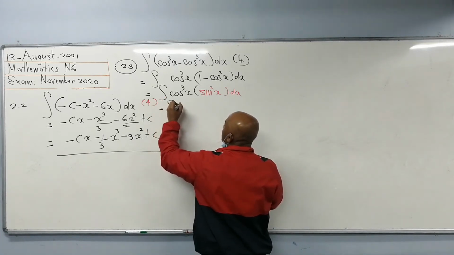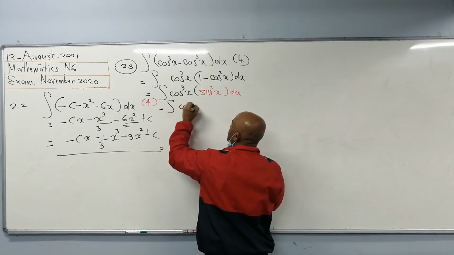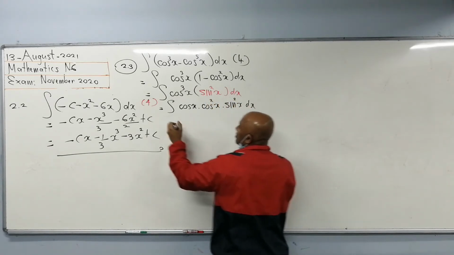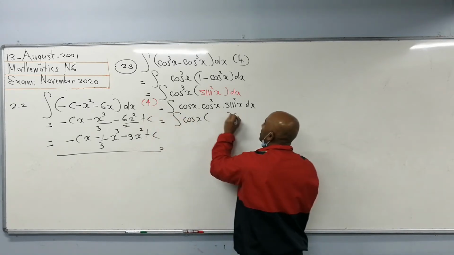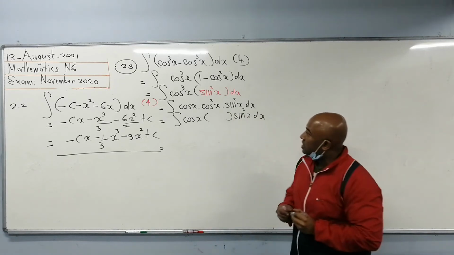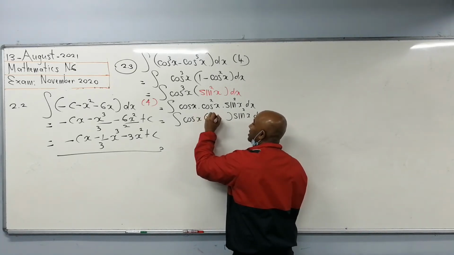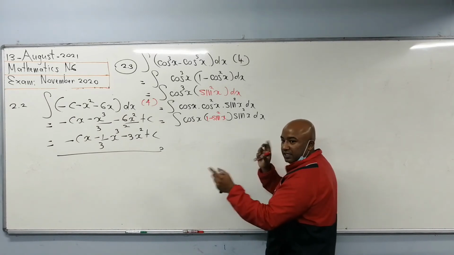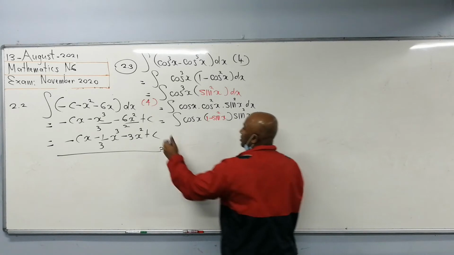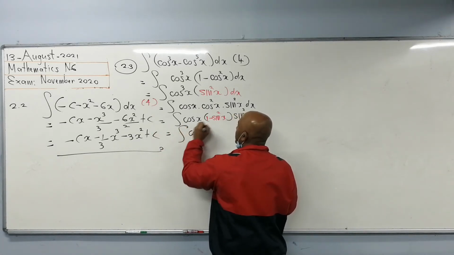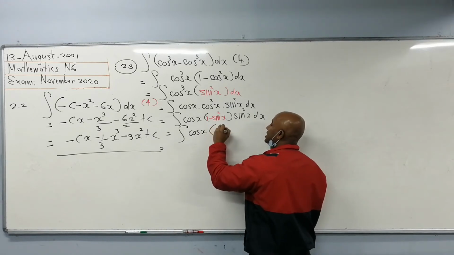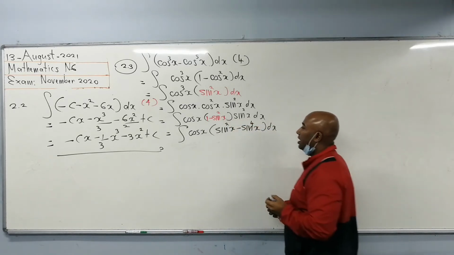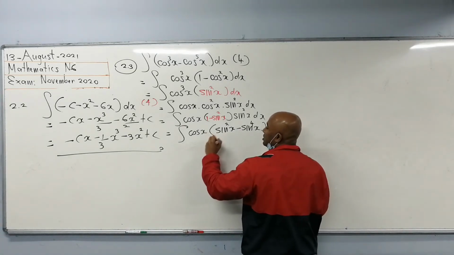That means this can be written as cos x times cos squared times sine squared. So now I can change this cos squared to 1 minus sine squared. The whole idea is to get all the sines within brackets and the exact derivative outside the bracket. So this is going to equal cos x times, 1 times sine squared is sine squared, minus sine squared times sine squared is sine to the power 4. Now, it's clear if you want to use u substitution, you can.